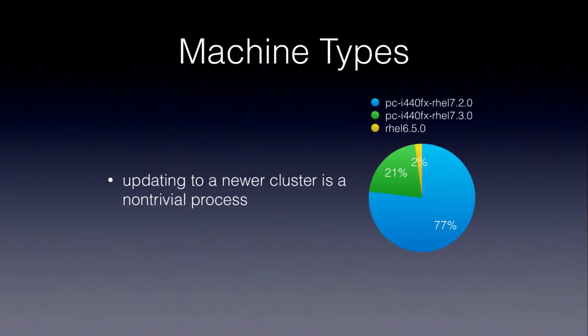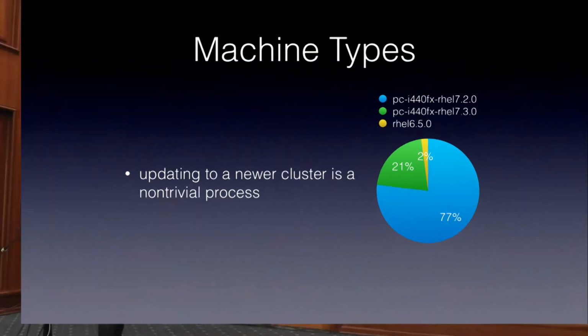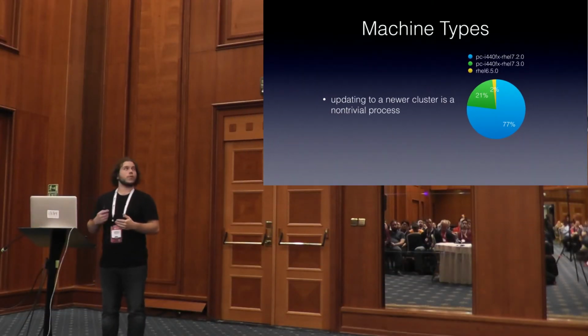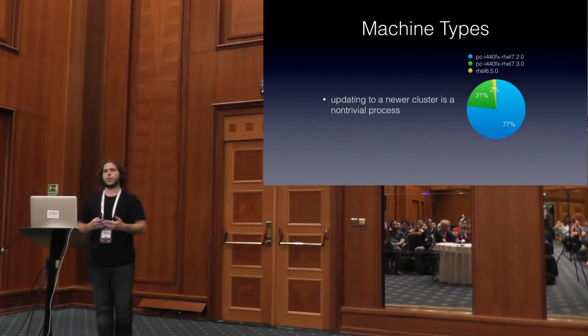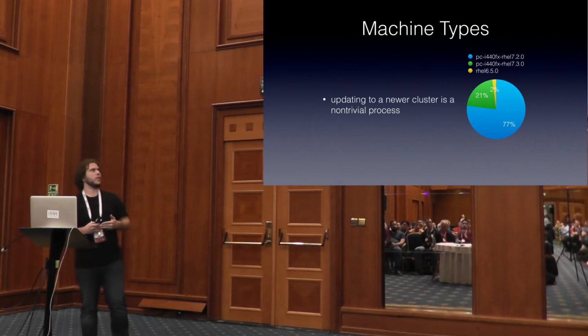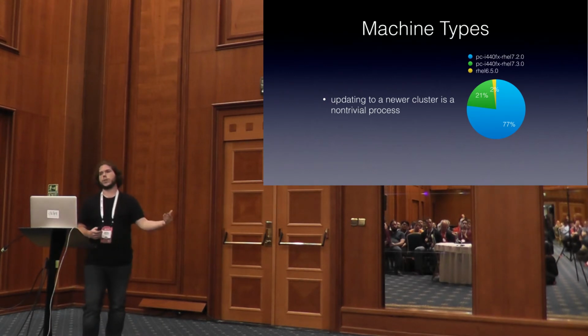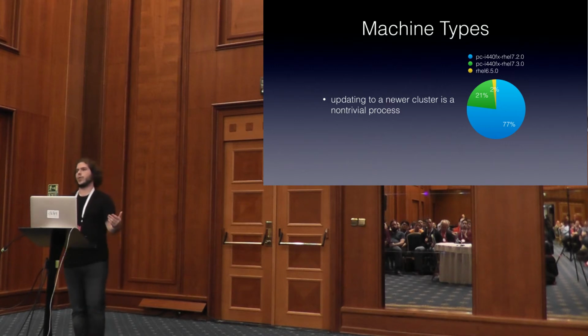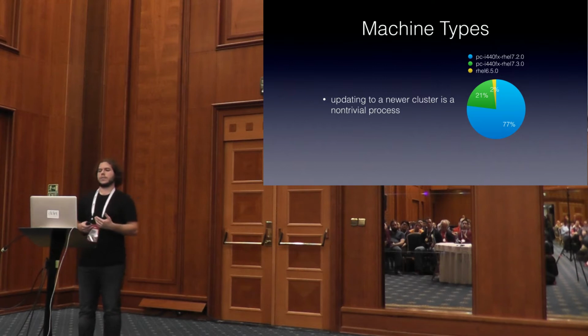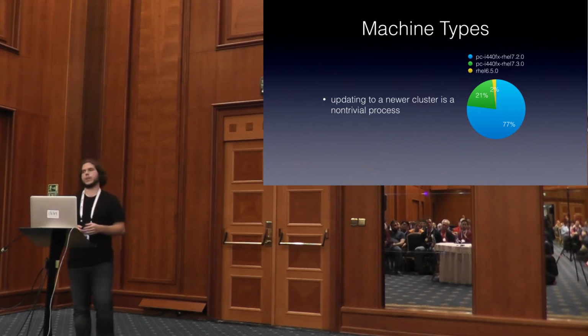First, let's look at the machine types. And this is pretty interesting. On the chart, you can see that the most used machine type is not actually RHEL 7.3, which would be the newest one. It's actually RHEL 7.2, which is one version behind. And there's actually a reason for that, and that is the cluster update.